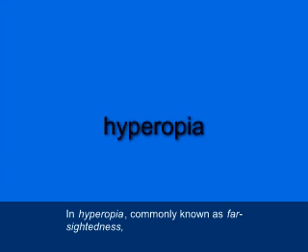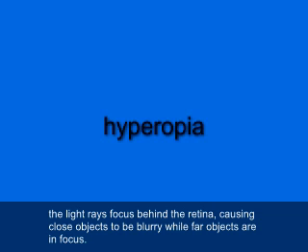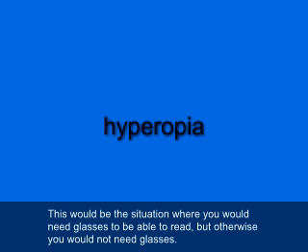In hyperopia, commonly known as farsightedness, the light rays focus behind the retina, causing close objects to be blurry, while far objects are in focus. This would be the situation where you would need glasses to be able to read, but otherwise you would not need glasses.